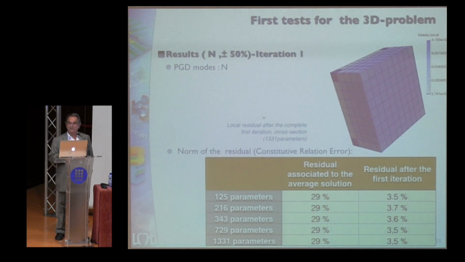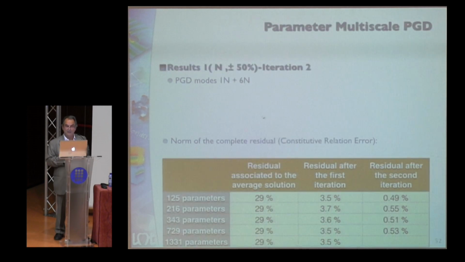Now, the first test in the case of a 3D problem. So first, after the first iteration, we get n modes. And you see here the constitutive relation error, which is about 3 to 5%. And it seems that the error is independent of the number of parameters. Now, after the second iteration, we have 7 times the number of parameters, and you can see the error is 0.5%. So here we have very, very good accuracy after the second iteration.